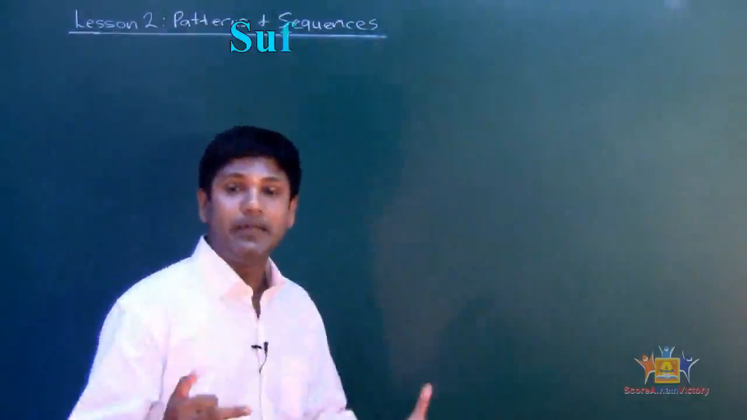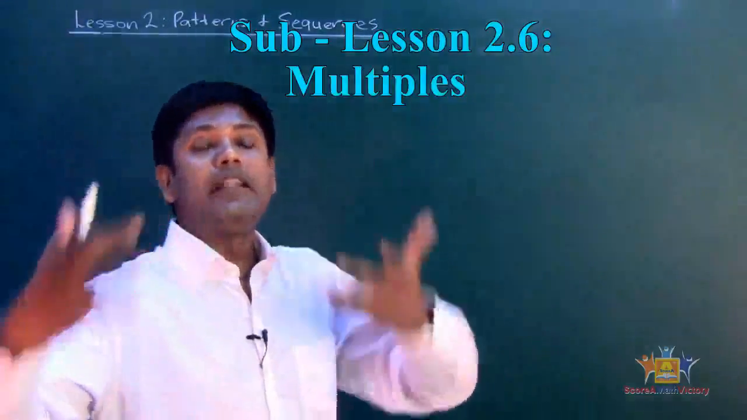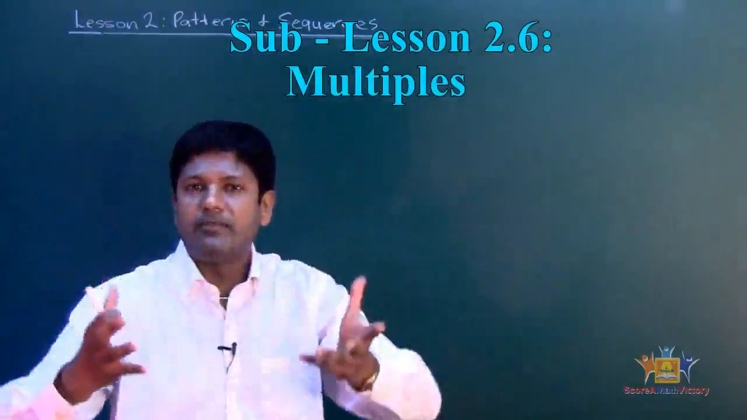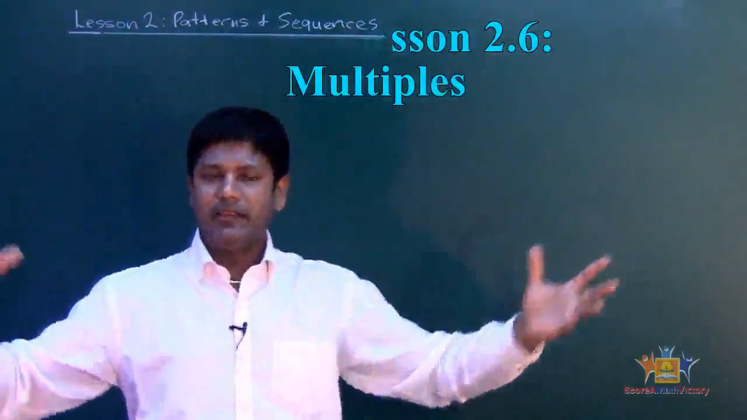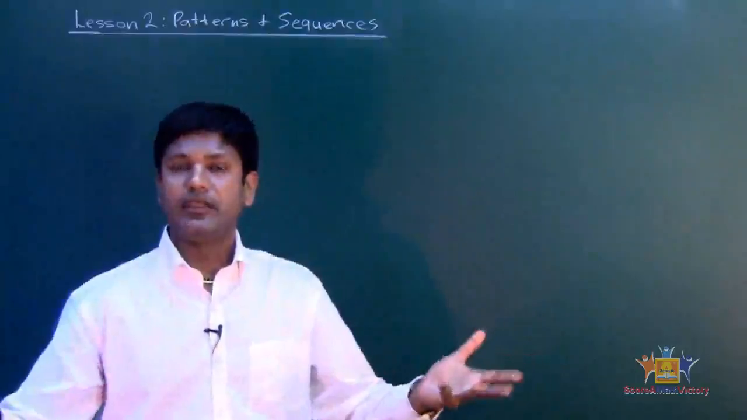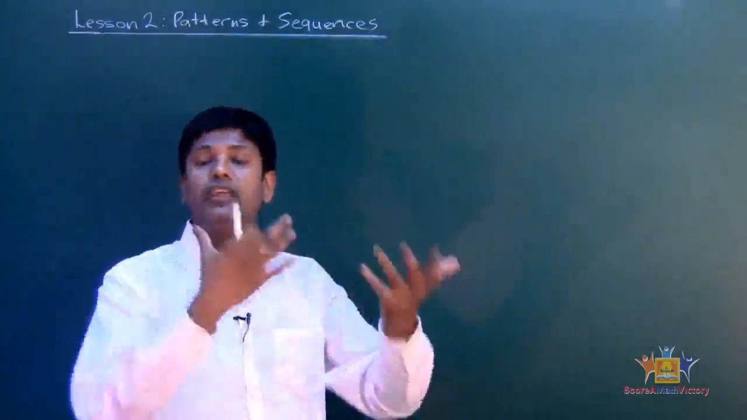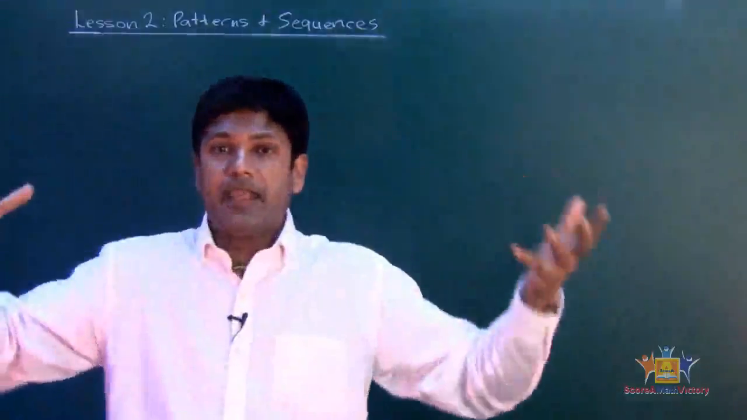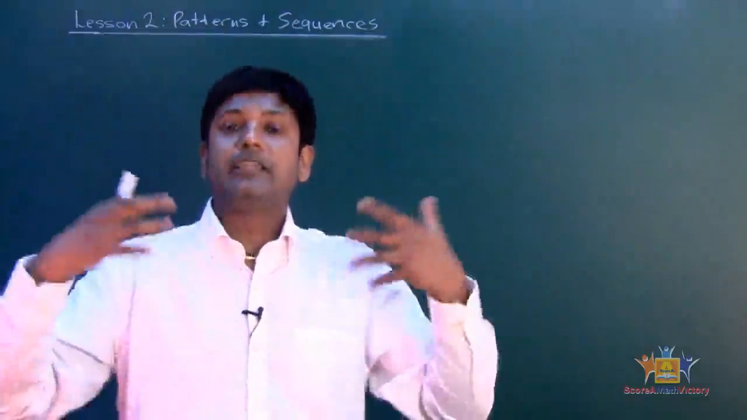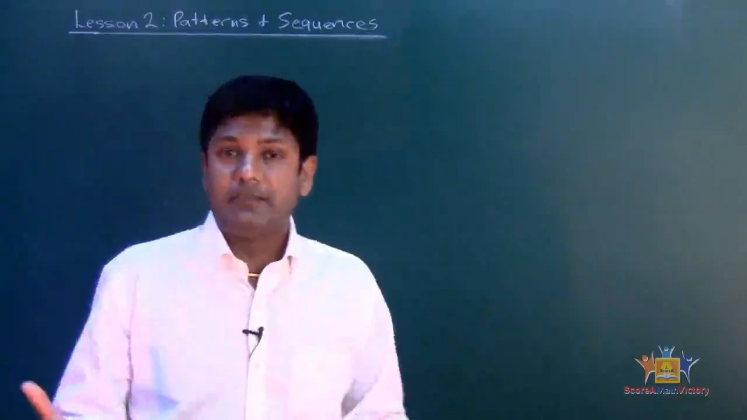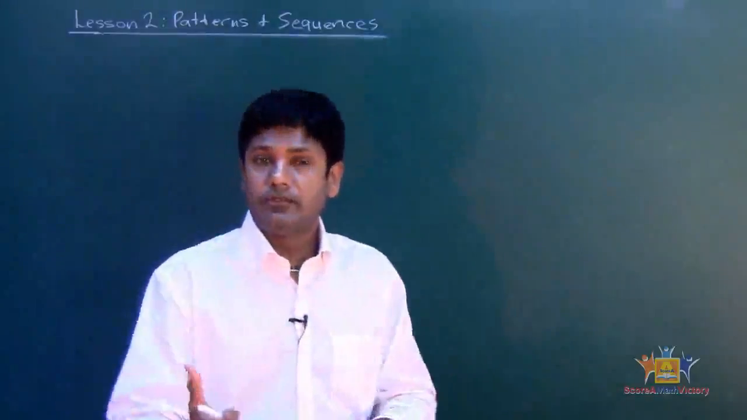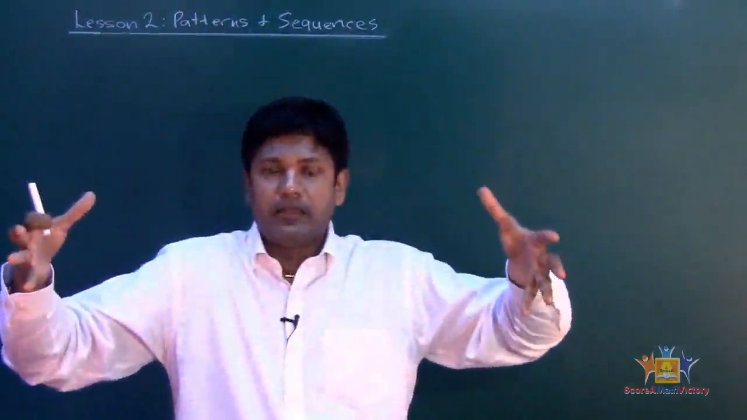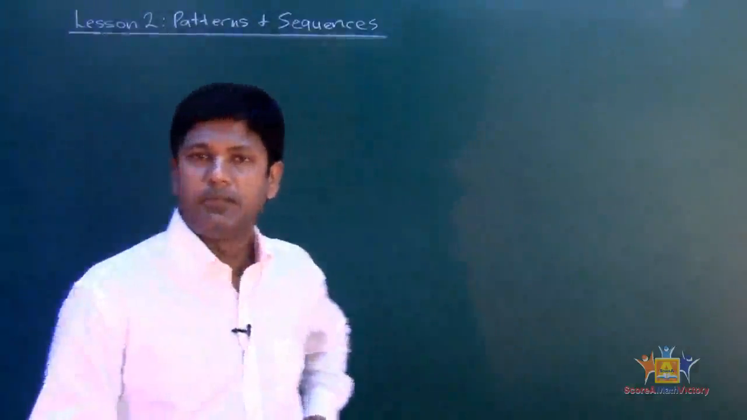Well, in this sub-lesson, we're going to talk about multiples, okay? If I say multiples, what does that mean? If I say 2 multiples, that means 2 times 2, 2 times 3, 2 times 4, 2 times 5. That means the 2 is multiplying. See that? That's what multiples means. If I say 3 multiples, that means 3 times 1, 3 times 2, 3 times 3, 3 times 4. See that? That's what it is, multiples, okay?